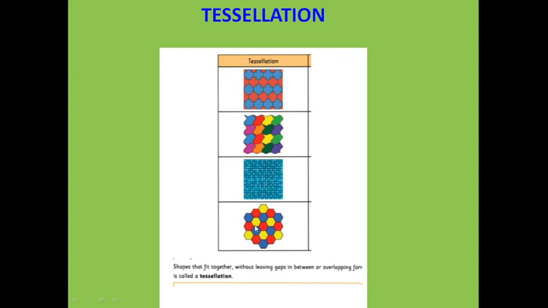See here, many hexagons which are joined together without any gaps in between. These are called tessellation.